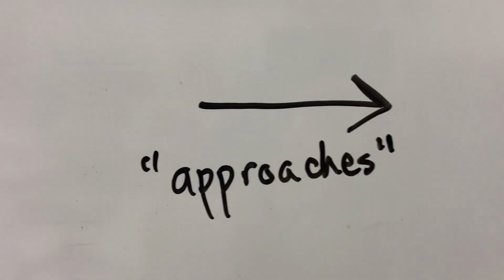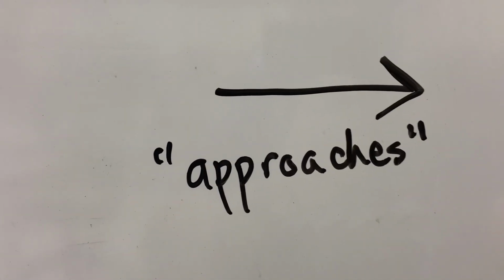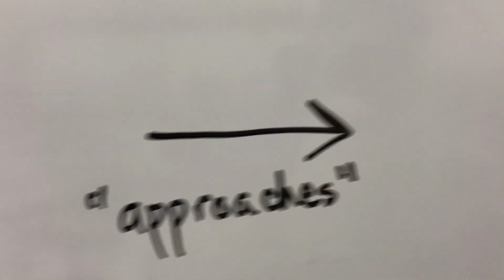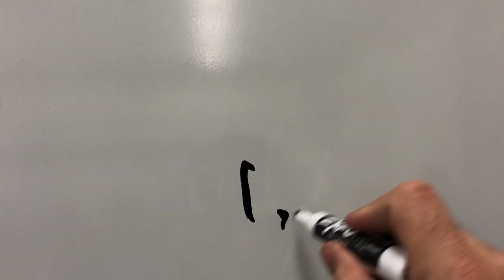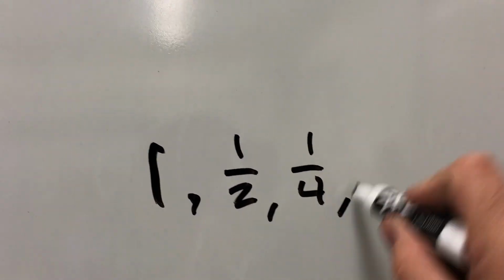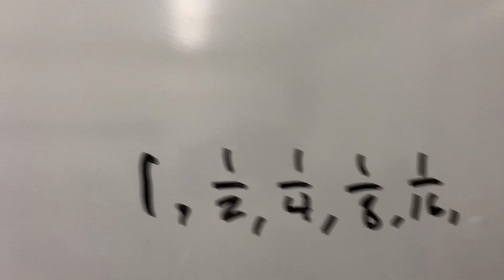And what it means for a variable to approach another one is to get closer without actually ever reaching it. For example, let's say you take the number 1 and you cut it in half. If you cut it in half, you get a half. And if you cut it in half, you get a fourth. And if you cut that in half, you get an eighth. And if you cut that in half, you get a 16th.